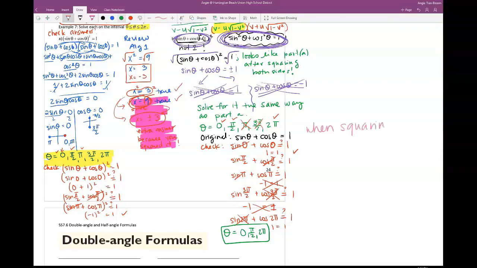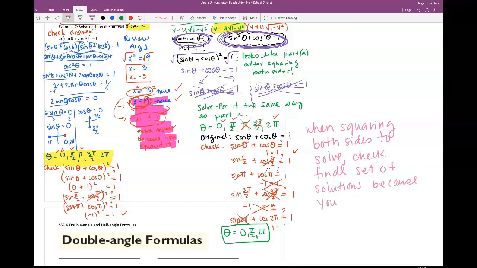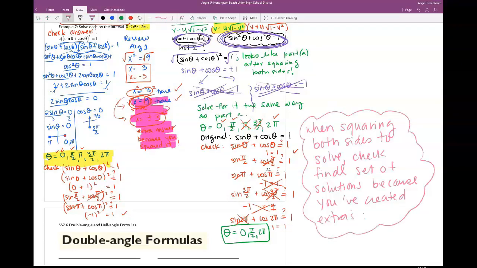So when squaring both sides to solve, check the final set of solutions, because you have created extra, okay? Because you squared both sides, now you have created extra, so that means you need to test which ones are the extra ones that don't belong in the original. All right, so this is the end of our 7.5, yay!